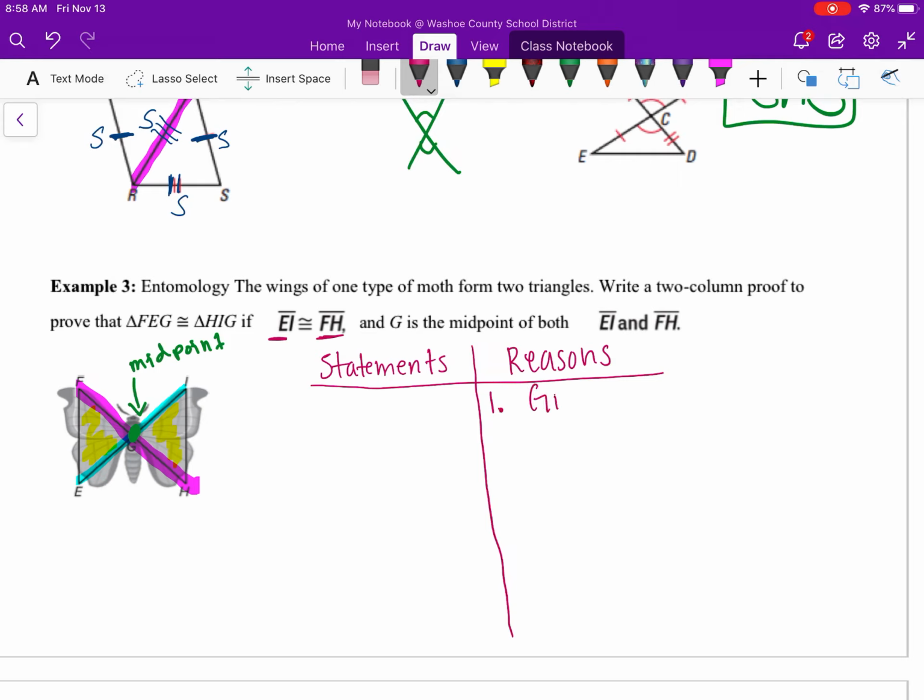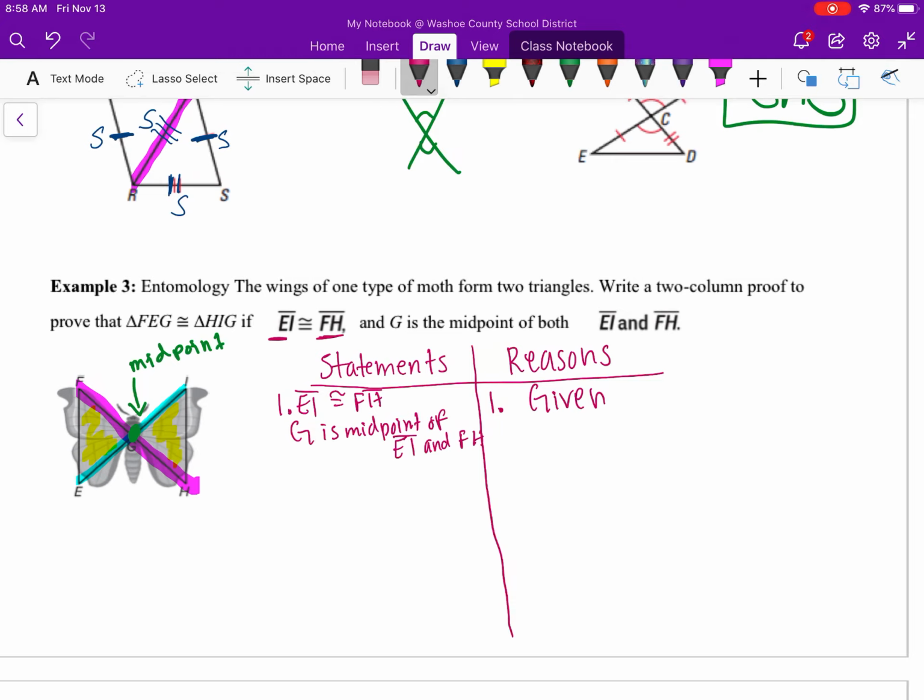And remember, the first reason should always be given. So start off with whatever they tell you. And here they give me quite a bit of information. They tell me that EI is congruent to FH. And they also tell me that G is the midpoint of EI and FH. Okay, so that's my first thing. They told me that that's the midpoint.